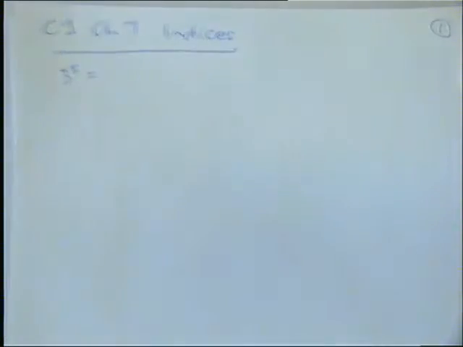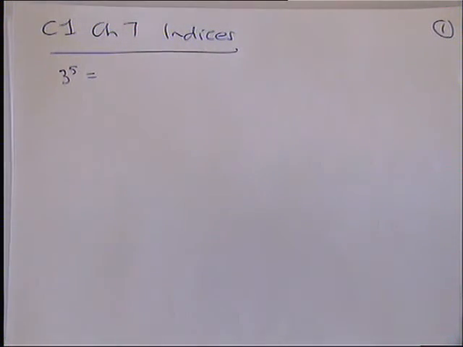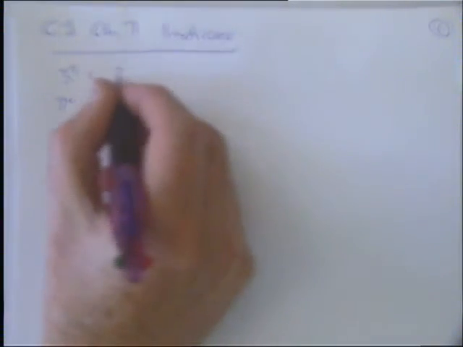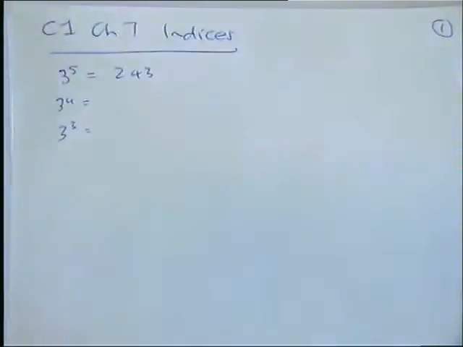Can anybody tell me what 3 to the power of 5 is? James. 27. No, that's 3 to the power of 3. That's a load of rubbish right there. 243. 243 is correct. That's what I was going to say. Come on, you knew if anybody was going to get that without a calculator, it would be him.